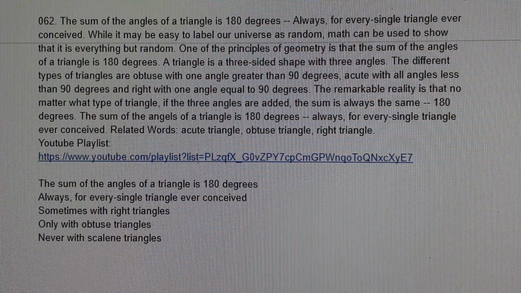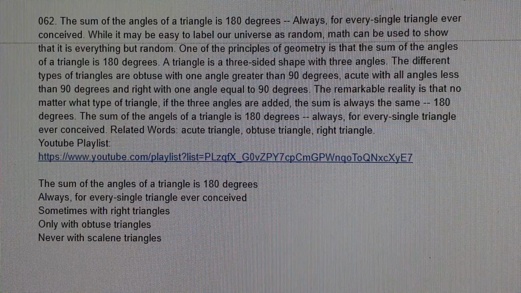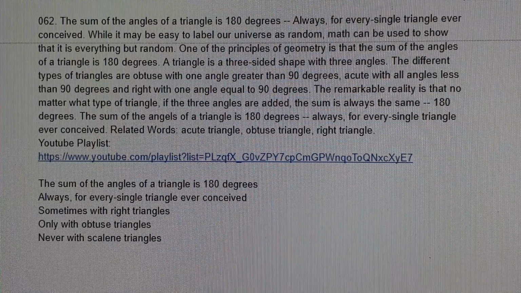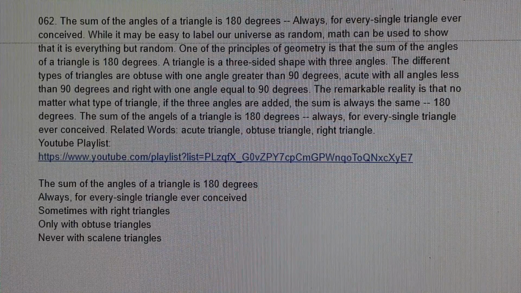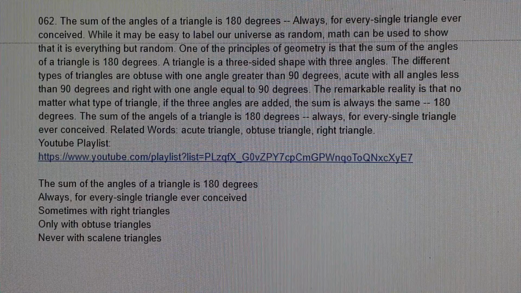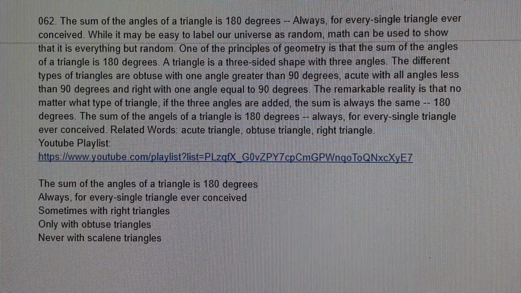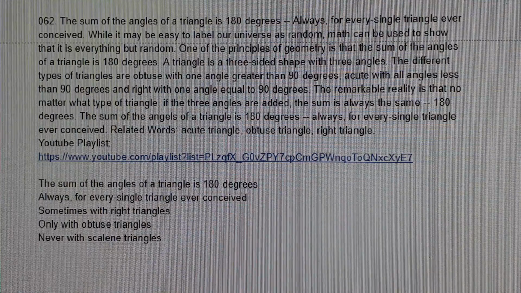The remarkable reality is that no matter what type of triangle, if the three angles are added, the sum is always the same, 180 degrees. The sum of the angles of a triangle is 180 degrees, always for every single triangle ever conceived.